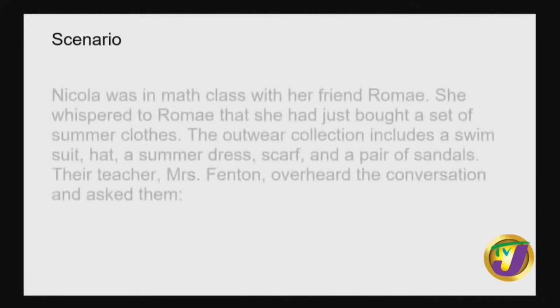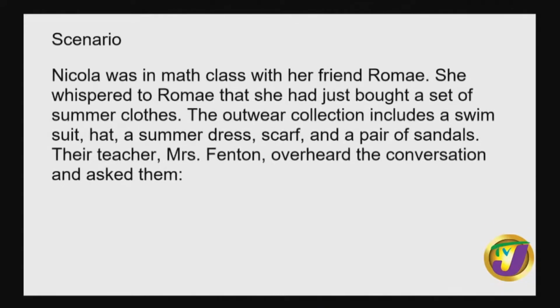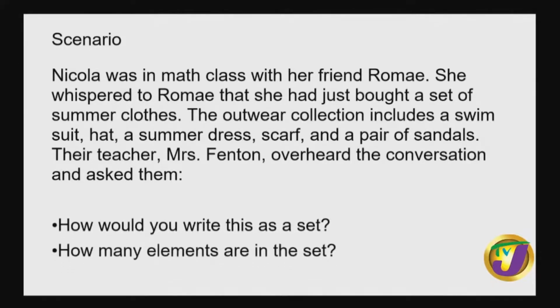So let's take a look at this scenario. Nicola was in math class with her friend Romée. She whispered to Romée that she had just bought a set of summer clothes. The outwear collection includes a swimsuit, hat, a summer dress, scarf, and a pair of sandals. Their teacher, Mrs. Fenton, overheard the conversation and asked them: 1, how would you write this as a set? And 2, how many elements are in the set?